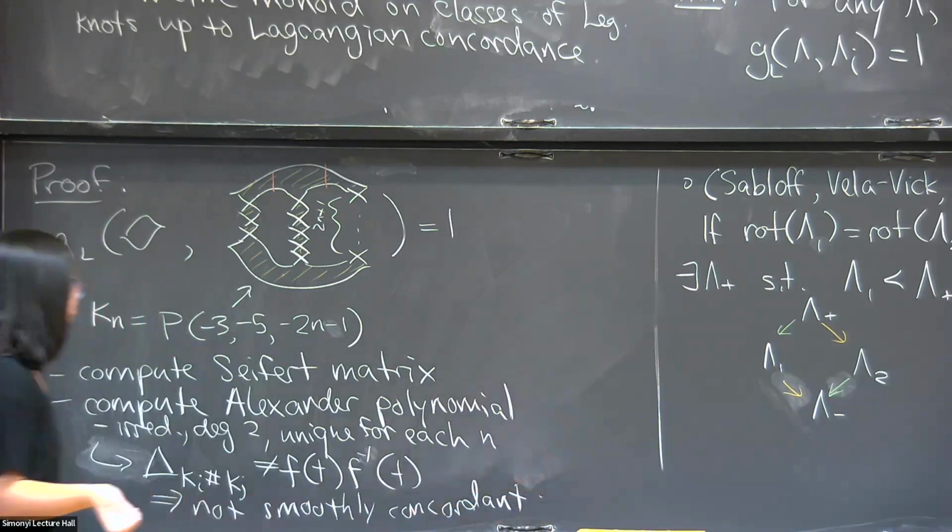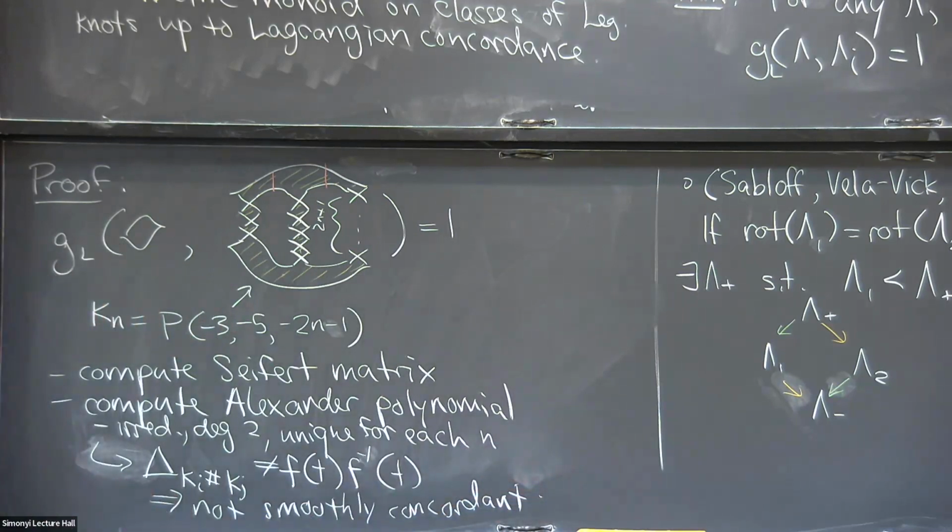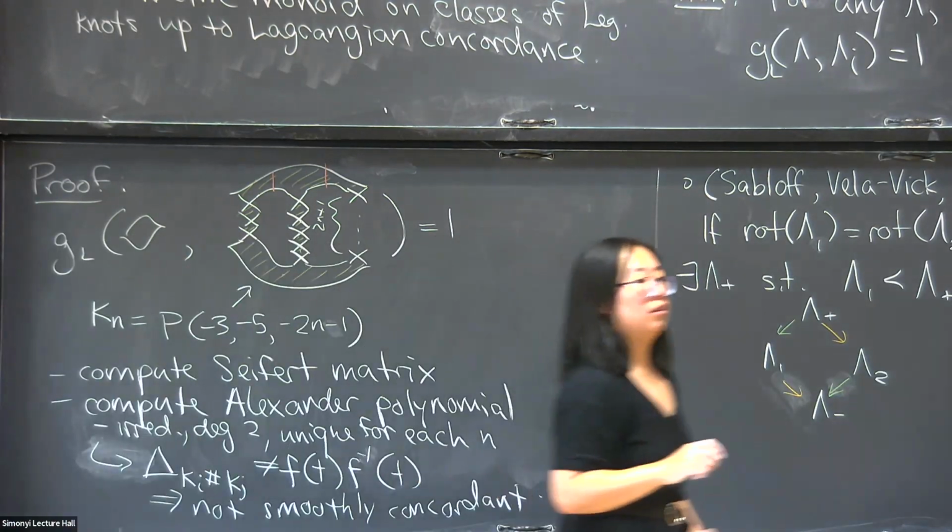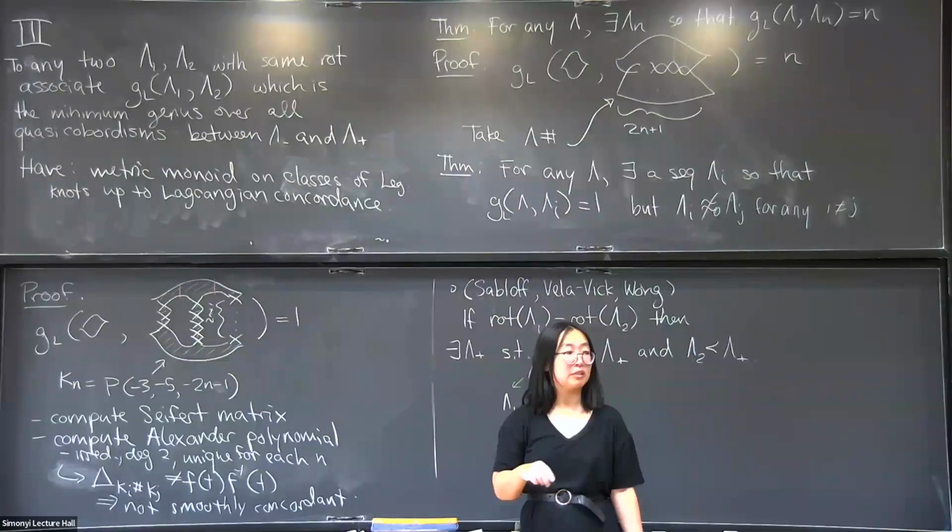And if they're not smoothly concordant, then they're certainly not quasi-concordant, right? And so if I take connect sums with these things, then I have my family, my sequence.